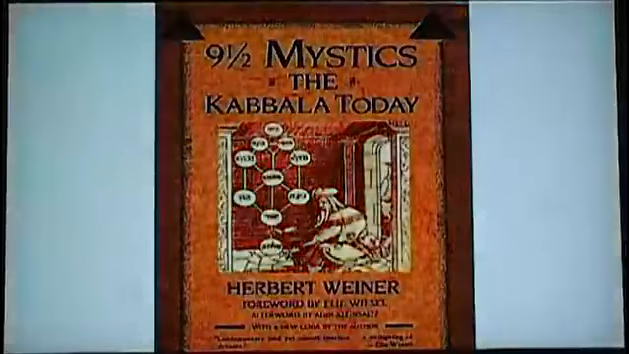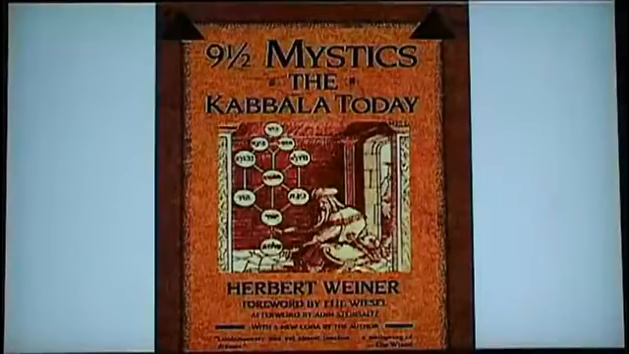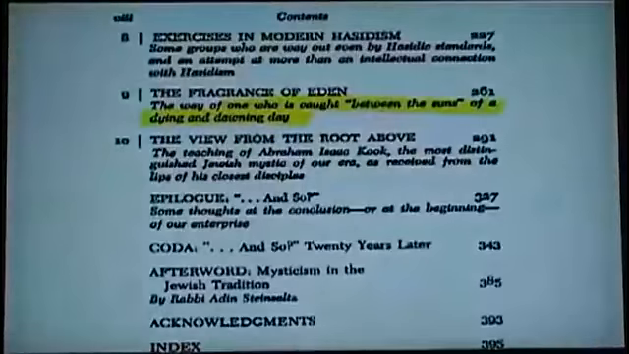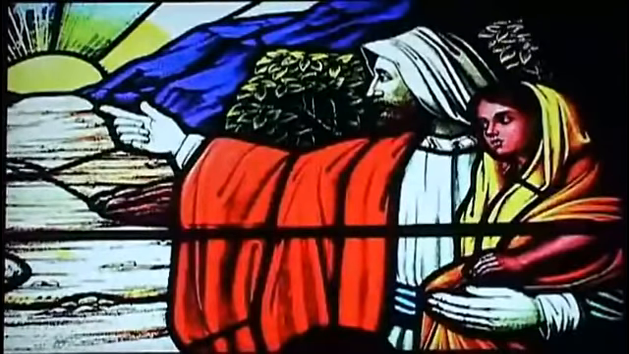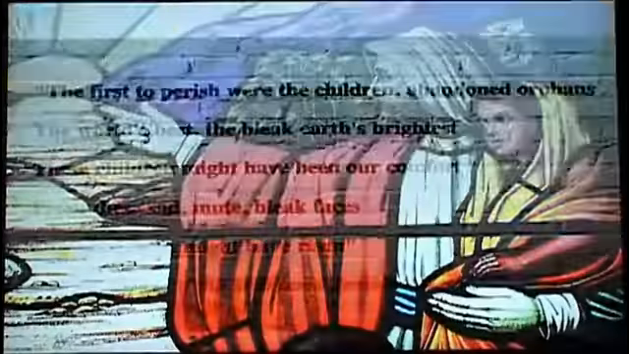And don't forget about the Jewish Kabbalah. The Jews also have the same symbol. That's where Christians have gotten it from. It's from the old ancient Jewish religion. In the book Nine and a Half Mystics, the Kabbalah Today, the ninth chapter is called The Fragrance of Eden, the way of one who is caught between the suns of a dying and dawning day. So this is a very important Jewish symbol also in synagogues, the sun rising for the new dawn.